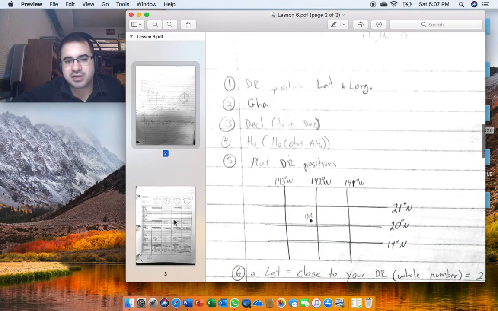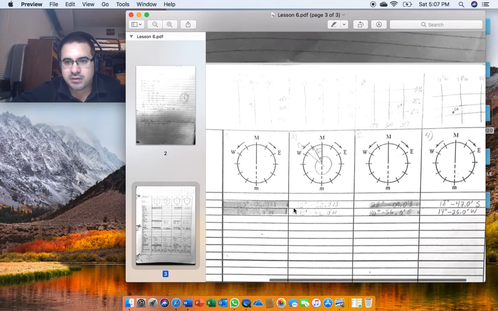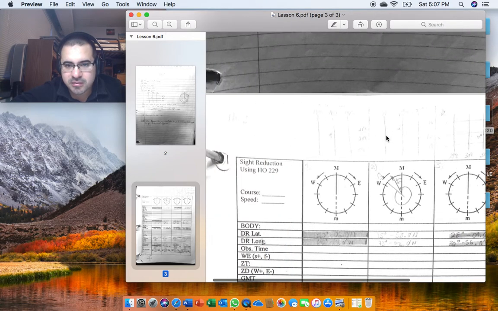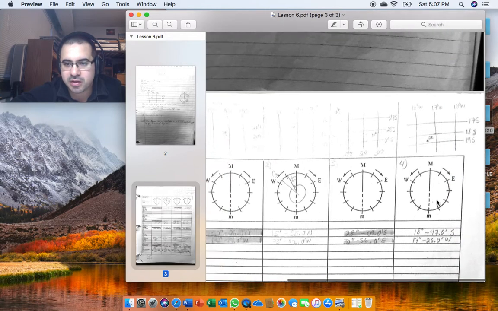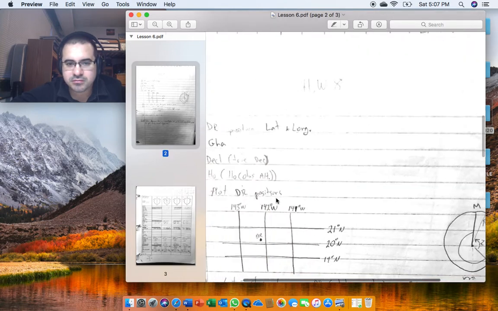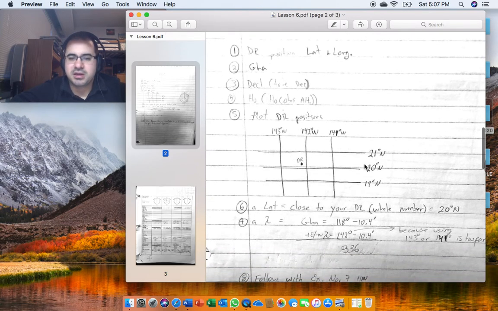All right, so now this is where it starts getting fun, right? Oh man, I wish this could have come out better, but it didn't. We're going to work with this one for the explanation. Although I think this one, yeah, this one is for the first one. Okay, so our latitude is 20 and our longitude is 142 west, right?